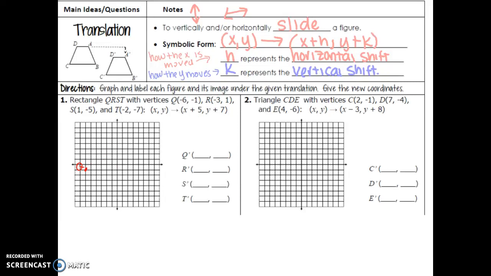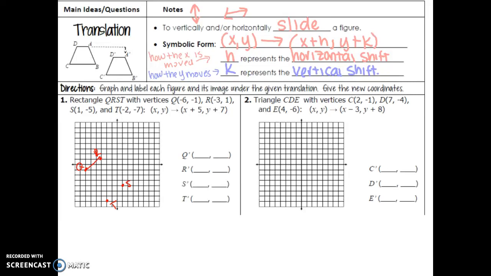And then we have point R, which is -3 in the x. 1, 2, 3, and up 1. That's point R. S is, oh no, it's +1 and -5. So 1, 2, 3, 4, -5. That is point S. And then point T is -2, -7. So -2, 1, 2. We're going down 7. So 1, 2, 3, 4, 5, 6. Did I do that right? -2, 1, 2, 3, 4, 5, 6, 7. Okay. So that's going to be point T.